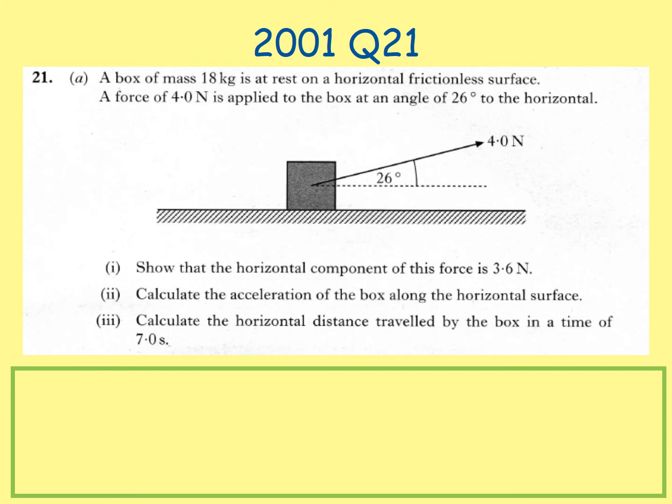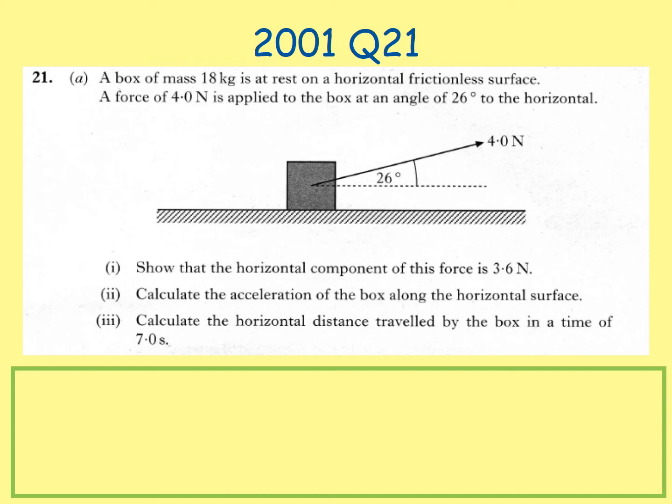A box of mass 18 kilograms is at rest on a horizontal frictionless surface. A force of 4 newtons is applied to the box at an angle of 26 degrees to the horizontal. Part 1. Show that the horizontal component of this force is 3.6 newtons.